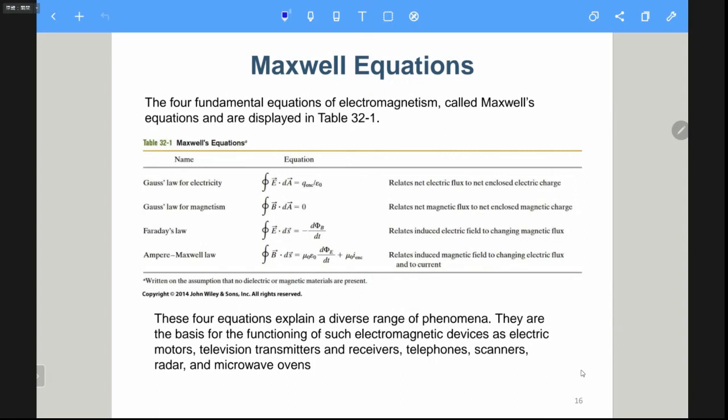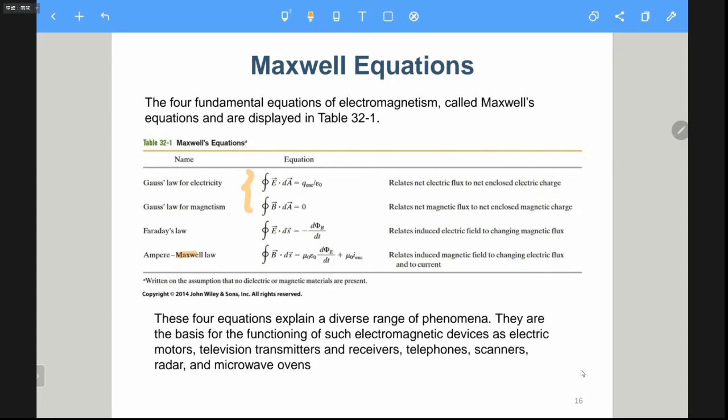We call them the Maxwell equations because Maxwell tried to summarize all these four equations as the backbone of electromagnetism, although none of these laws is called Maxwell's law, except maybe the Ampere-Maxwell law, where Maxwell's contribution applies. These four equations explain a diverse range of phenomena. They are the basis for the functioning of electromagnetic devices. We have two Gauss's laws, one for electricity and one for magnetism, one Faraday's law, and one Ampere-Maxwell law.